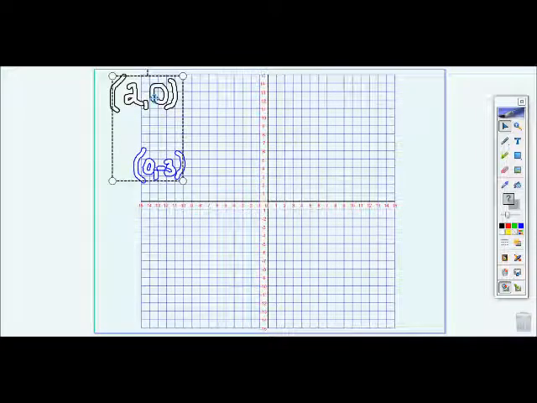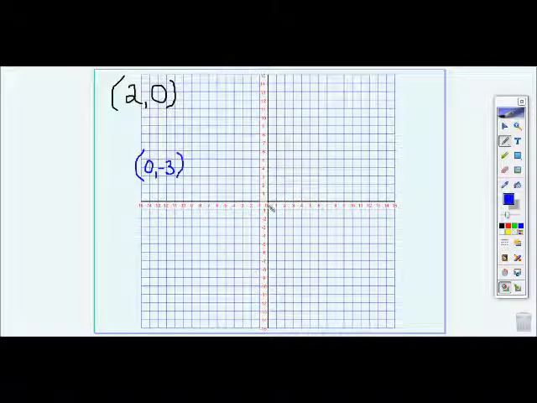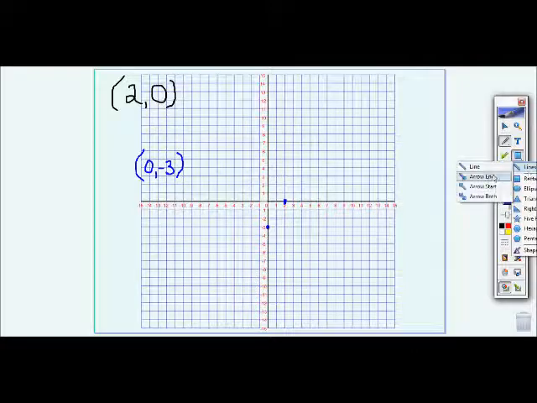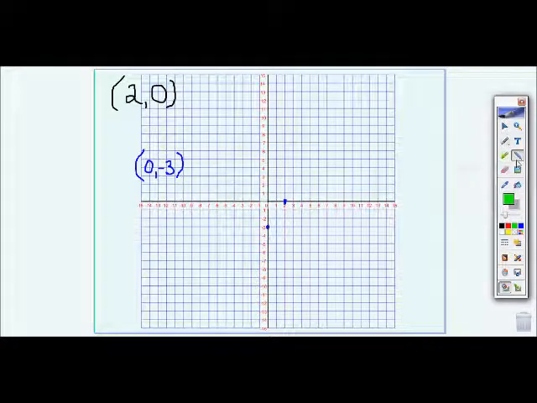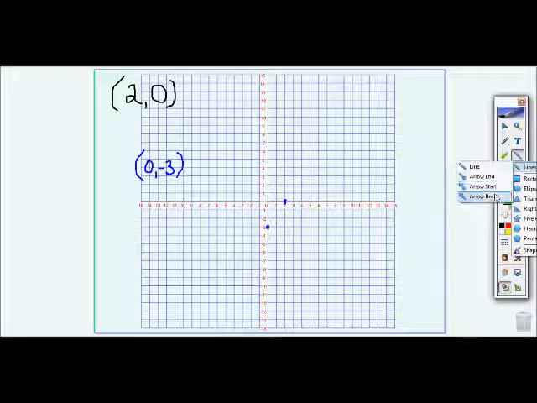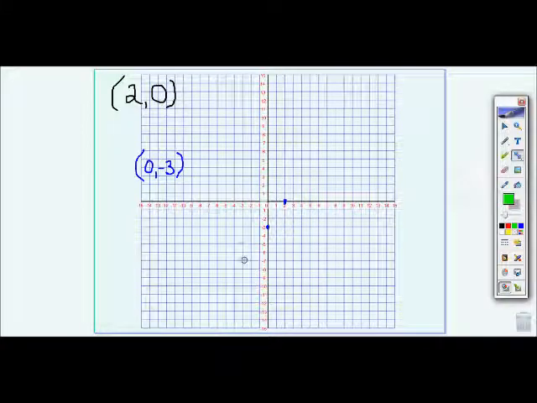The points are (2, 0) and (0, -3). As we said, (2, 0) is our x-intercept, because if we go 2 to the right, it's a positive, and 0 up, I get my first point. My next point is going to be 0, not moving left or right at all, and going to -3, so I'm moving down. Now, if we connect the dots, we get a line. Our line is going to have arrows on both sides because it goes on and on forever.